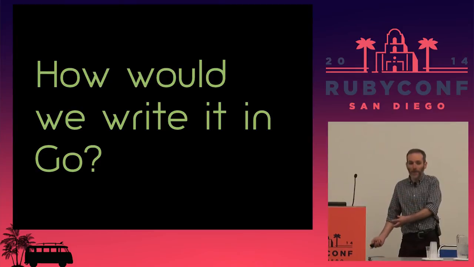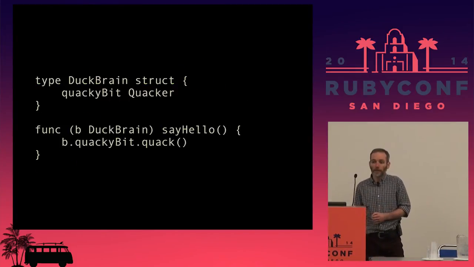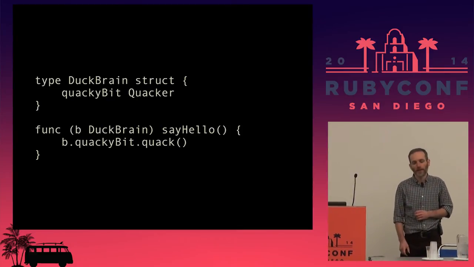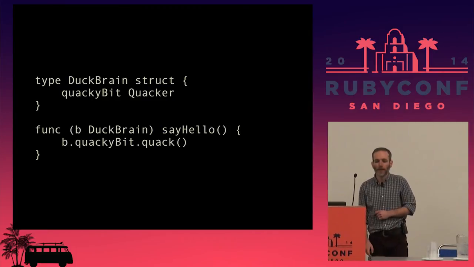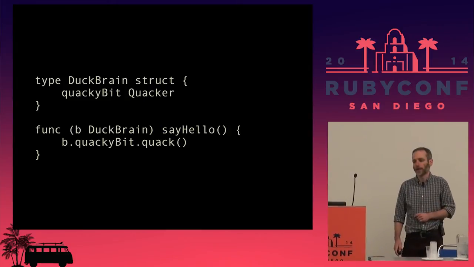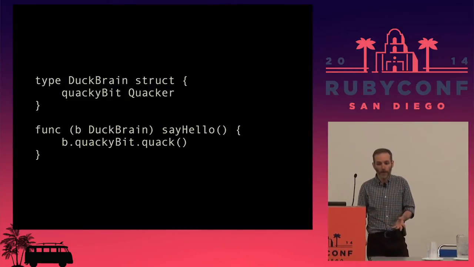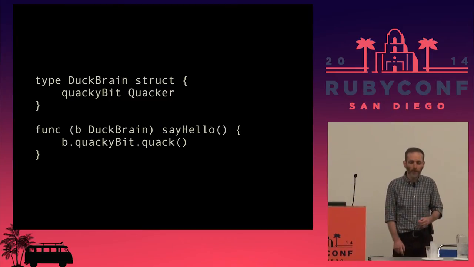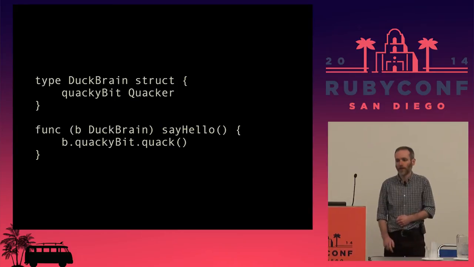But I'm going to write the same thing in Go. And I'm going to start with the duck brain. Now, I'm declaring it's a struct, which is a little bit like declaring a class. And I'm saying it's got a single attribute called quacky bit, which is of type quacker. I'll come back to this type quacker in a moment. But before that, I'm going to add a method onto our duck brain. And we do it like this, and we add the say hello method on. And all that does is call quack on the quacky bit.